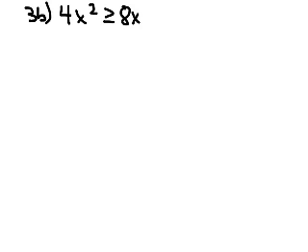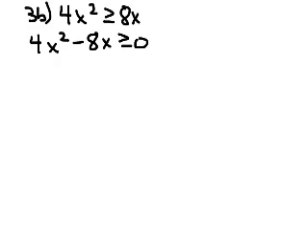Okay, let's try 3b. Let's pick up the pace a little bit. So it's an inequality. It's a quadratic. So you have to go through and remember how to do that. That means you're going to move all your terms to the left-hand side. So that's 4x squared minus 8x is greater than or equal to 0. And this is quadratic, but it's not in ax squared plus bx plus c form. There is no c term. So this is easy to factor. You just factor out a GCF.